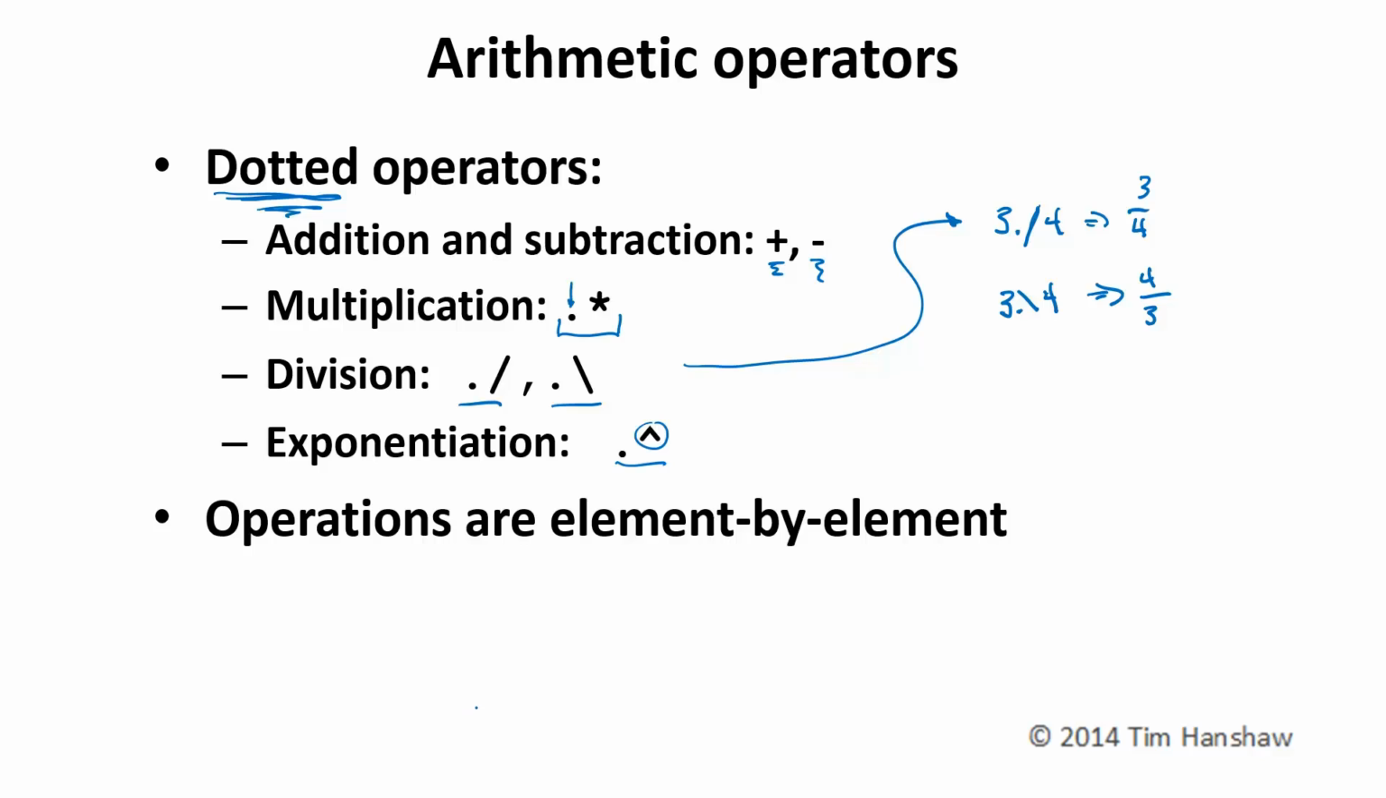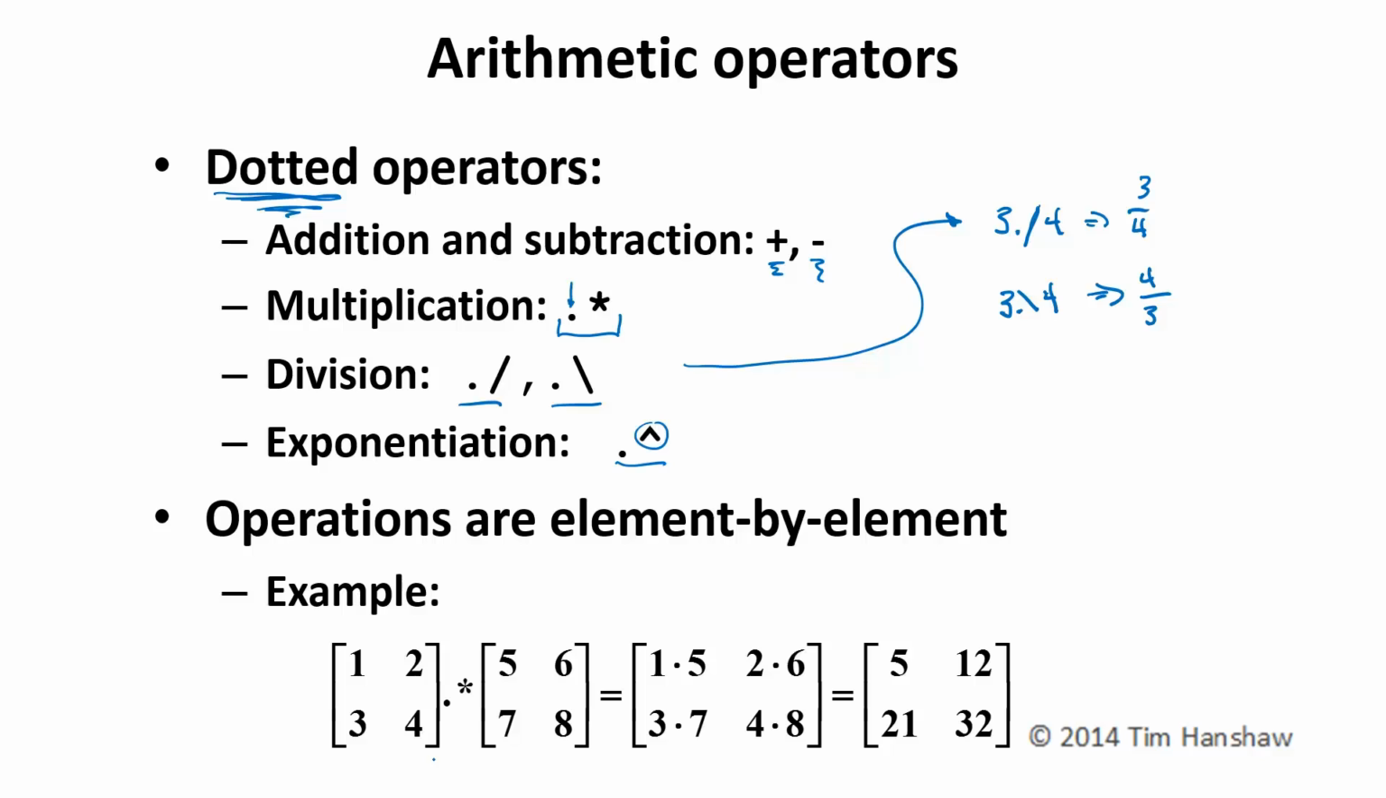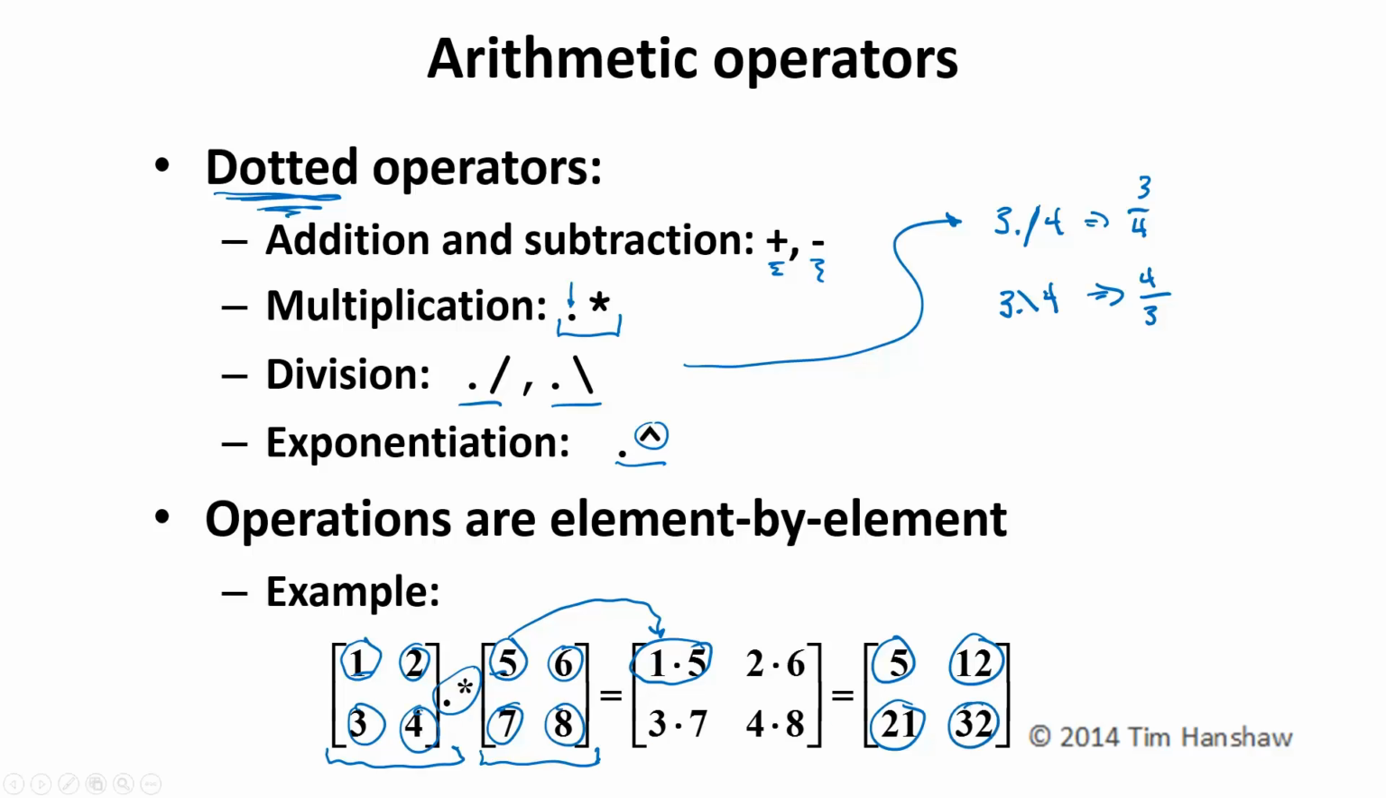For dotted operators, the operations are done element by element. It's probably easiest to explain this with an example. If I want to multiply this array times this array using dot times, this element gets multiplied by this element and it's put in the corresponding array of the output. So 1 times 5 is equal to 5. 2 times 6 is equal to 12. 3 times 7 is equal to 21. And 4 times 8 is 32.